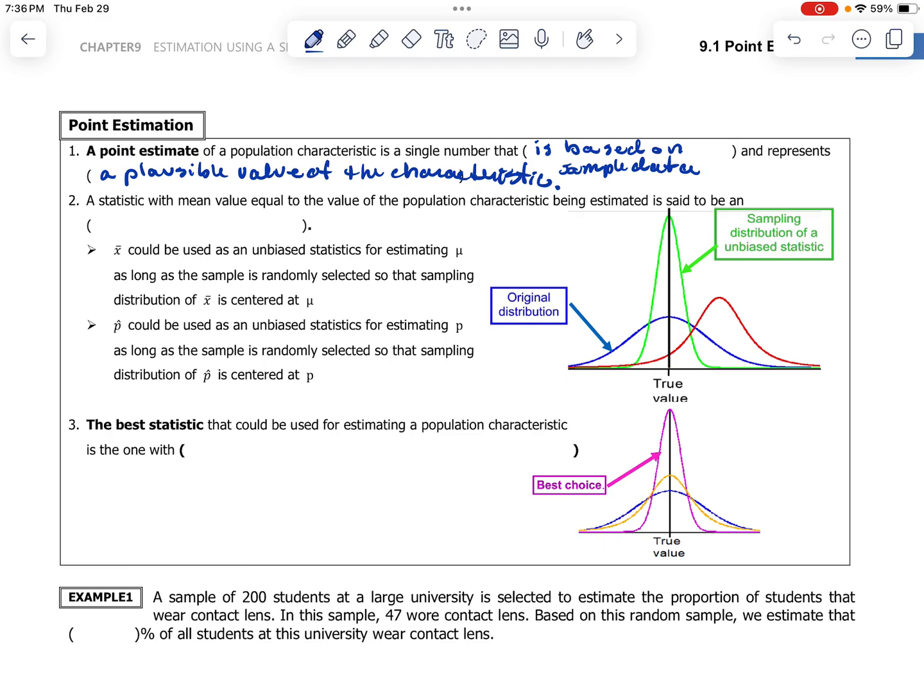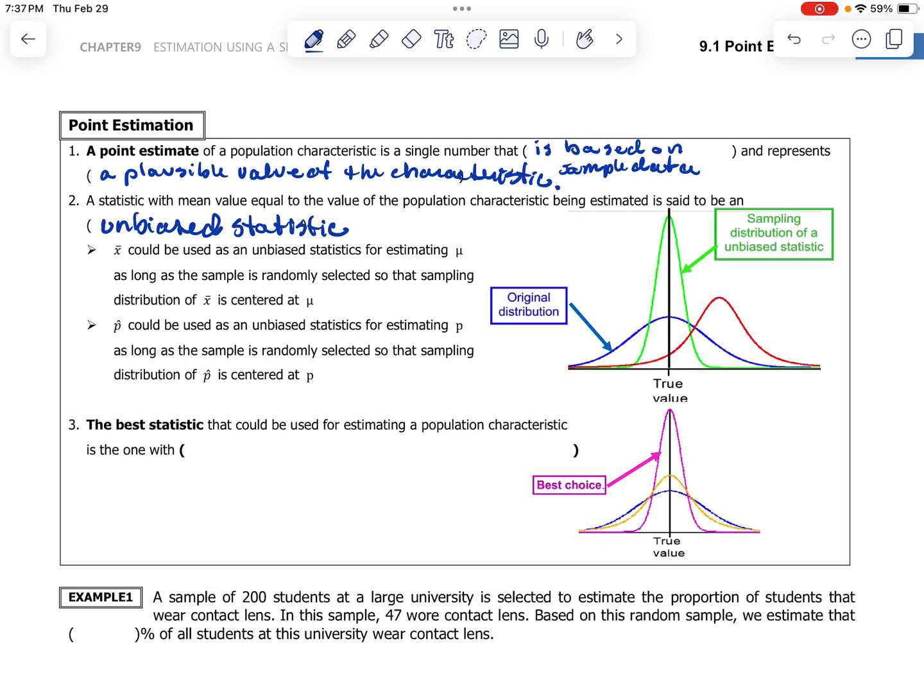A statistic with mean value equal to the value of the population characteristic being estimated is said to be unbiased. So as long as the mean value of our statistic is the same as the population characteristic, it's unbiased. If it's not the same as the population, well, then it's biased.